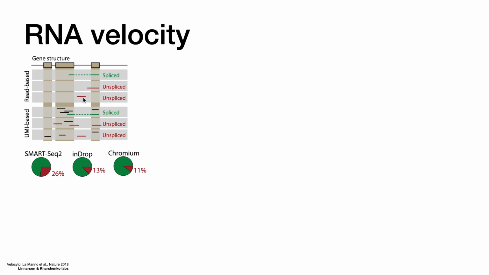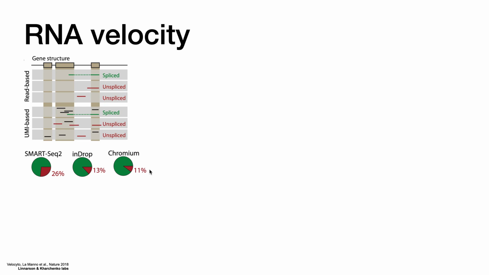And now the interesting part is that we can use these observations of spliced and unspliced reads to learn something about the gene dynamics, so when a gene is turned on or turned off. In the different protocols, we observe different ratios of unspliced and spliced reads. For example, the full-length protocol SmartSeq contains almost a quarter of unspliced reads, while the 3' bias protocols, inDrop or Chromium, so the 10x Genomics pipeline, only contain about 10% of unspliced reads.